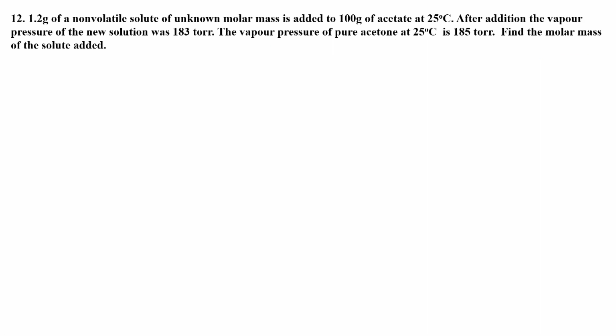Next, we move to problem number 12, which says 1.2 gram of a non-volatile solute of unknown molar mass is added to 100 gram of acetone at 25 degrees Celsius. After addition, the vapor pressure of the new solution was 183 torr. The vapor pressure of pure acetone at 25 degrees is 185 torr. Find the molar mass of the solute used.